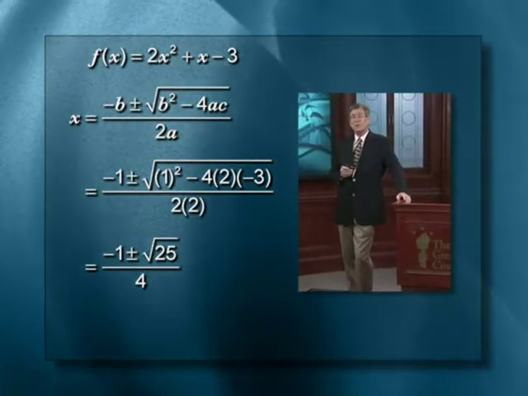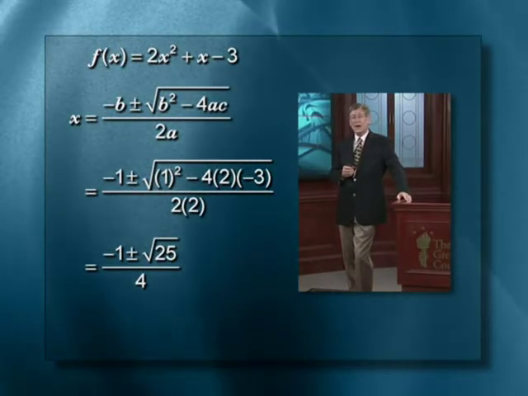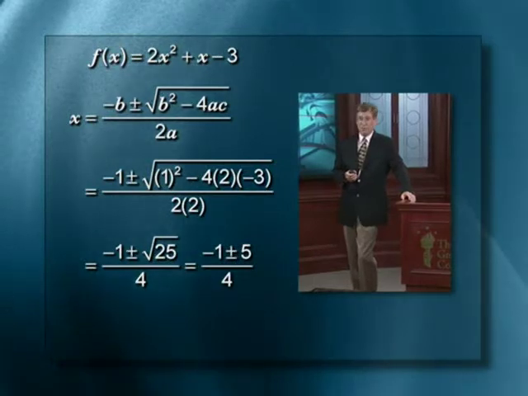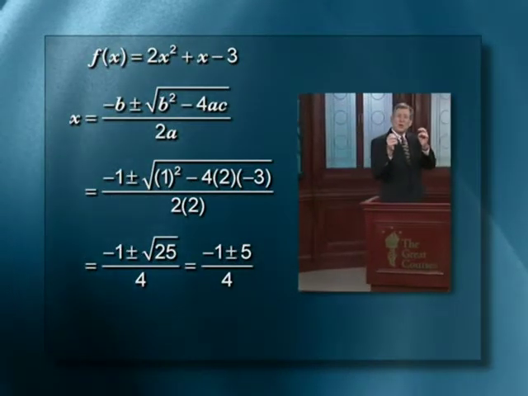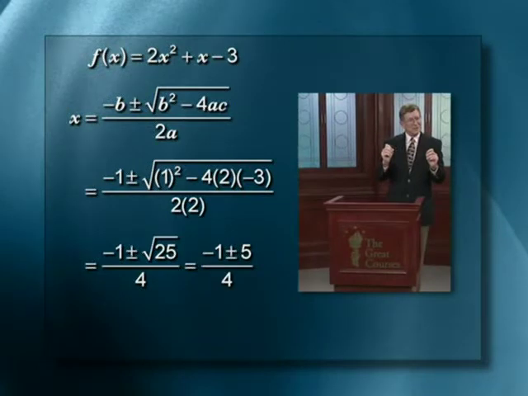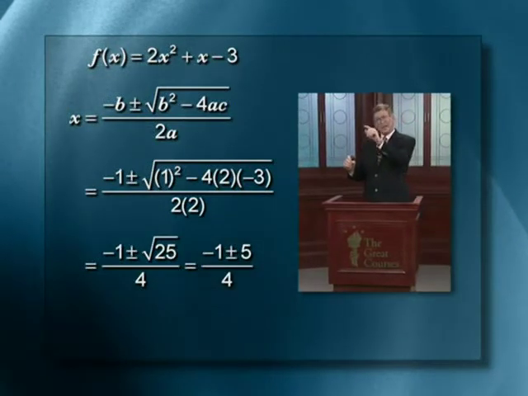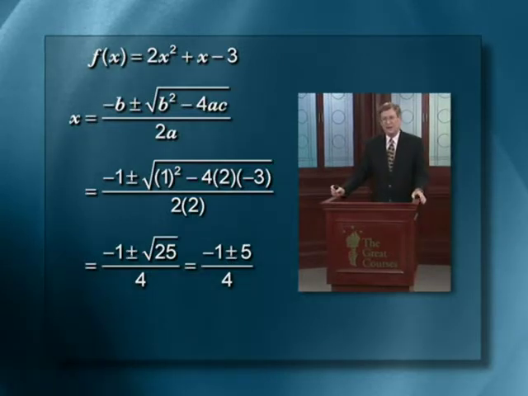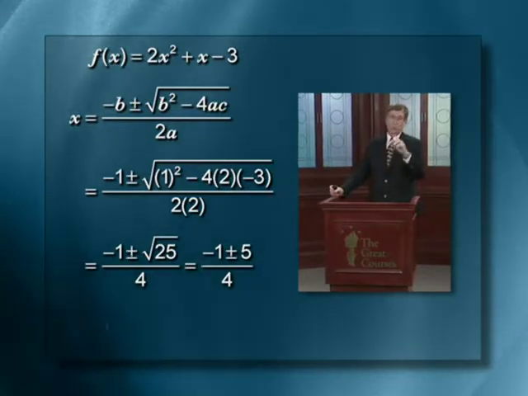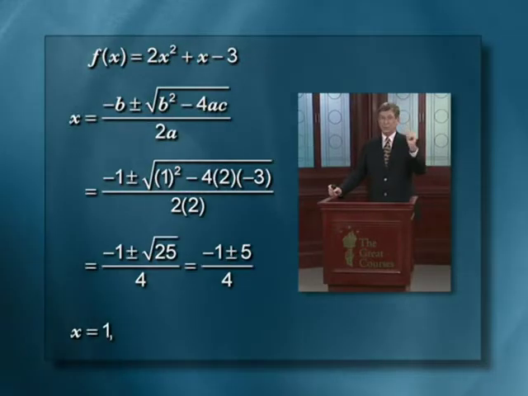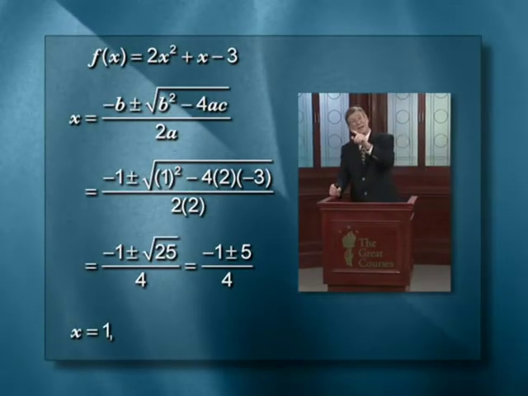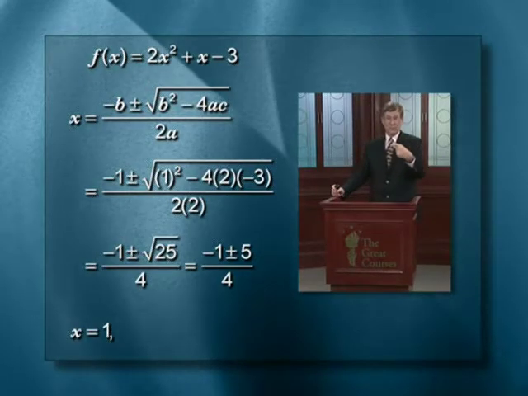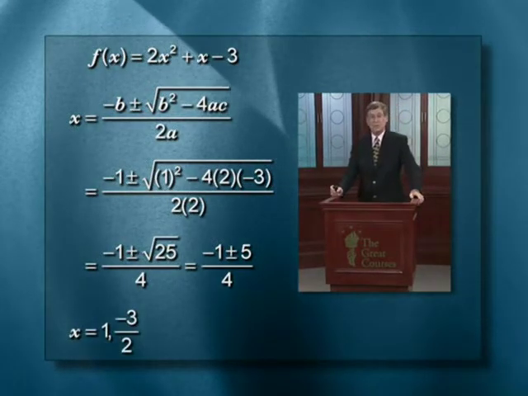So it's minus 1 plus or minus the square root of 25 over 4, which of course is minus 1 plus or minus 5 over 4. And now we'll see how to use that plus or minus symbol. When it's plus, you get minus 1 plus 5 in the numerator, and that's 4 divided by 4 is 1. So 1 is the first root, and the other one is minus 1 minus 5, which gives minus 6 over 4, which is the same as minus 3/2.